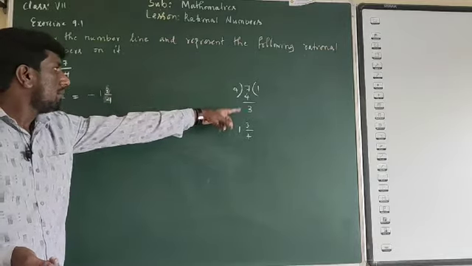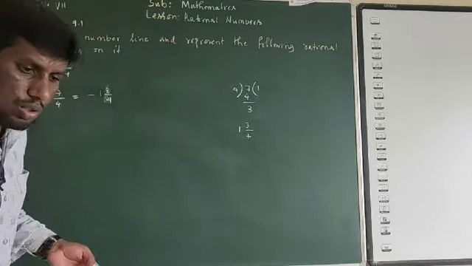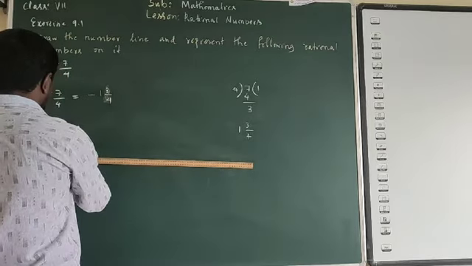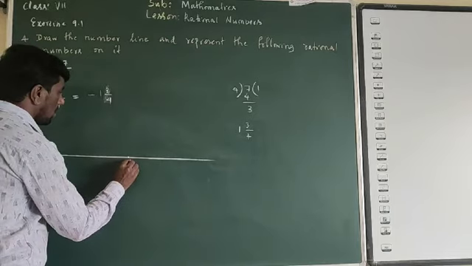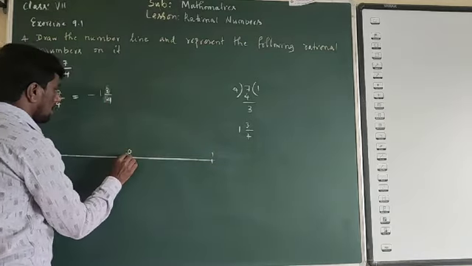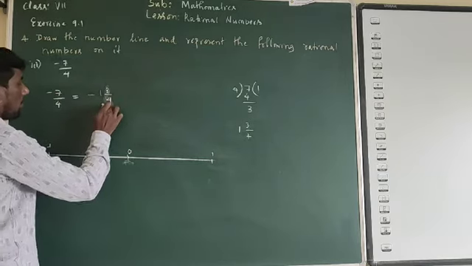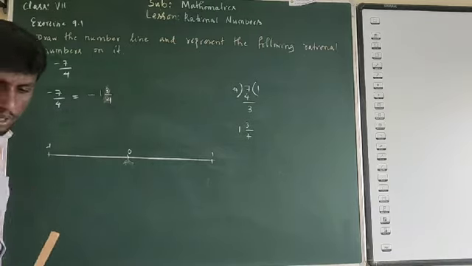So converting to mixed fraction, right? You know that. So I have done that. Now it's very easy to represent on the number line. Okay. Again this is 0, plus 1. This is minus 1. So denominator is 4. So I should convert it to 4.